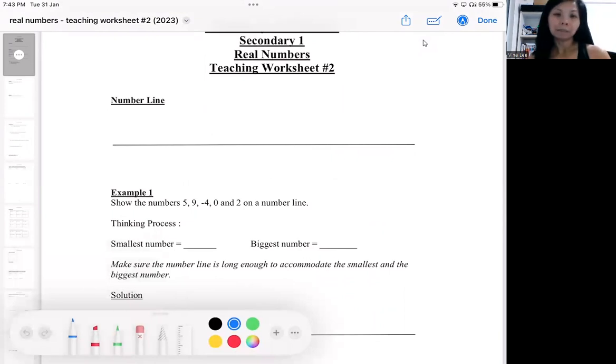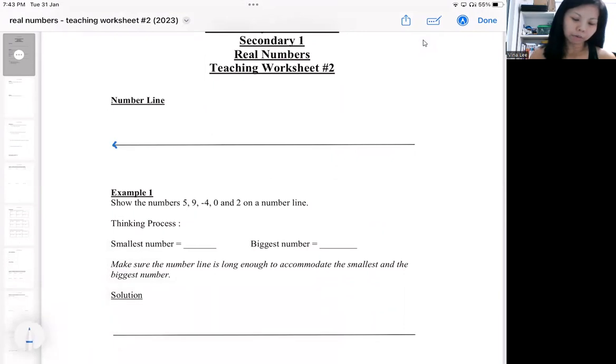First of all, there will be double arrows for the number line, because that is to show that the number line can be extended on both sides. That means the number line can be very long. So right now I'm just showing you a section. The section that I'm showing will have 0, and then on the right side, it will be the positive numbers.